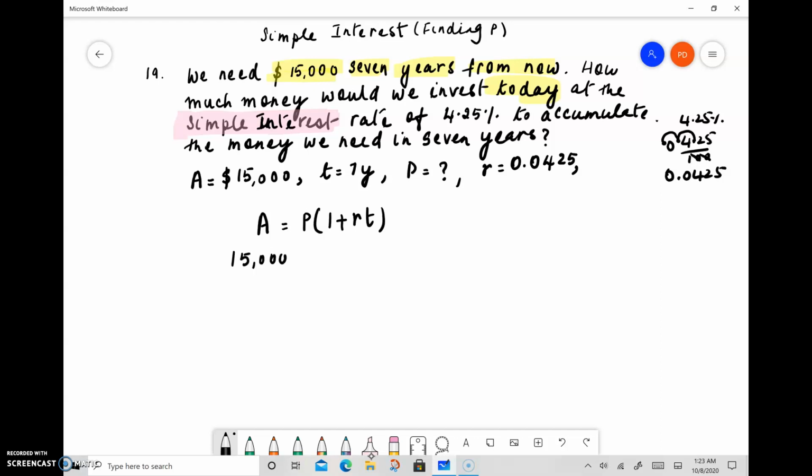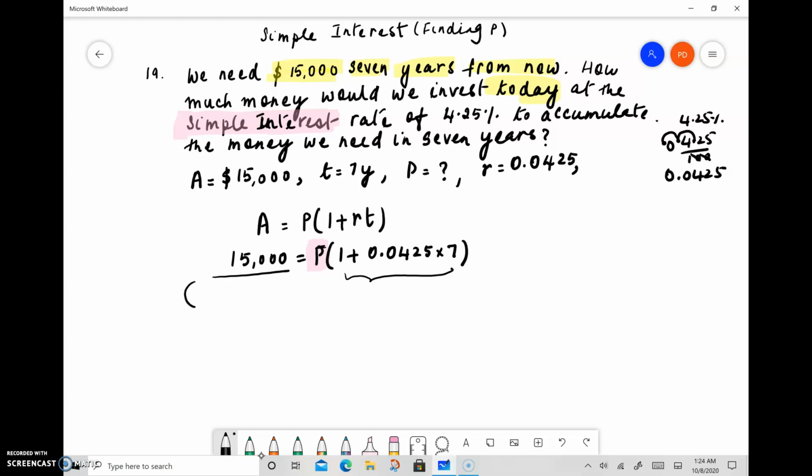So we have 15,000, which is A, equals P, which is an unknown amount, times 1 plus R, 0.0425, times T, which is 7 years. Now, remember that we need to solve for P. That's exactly what we need to do. We need to get P by itself. But P is multiplied to a number, which is in parentheses. So the next step is to divide both sides by that number, whatever it is.